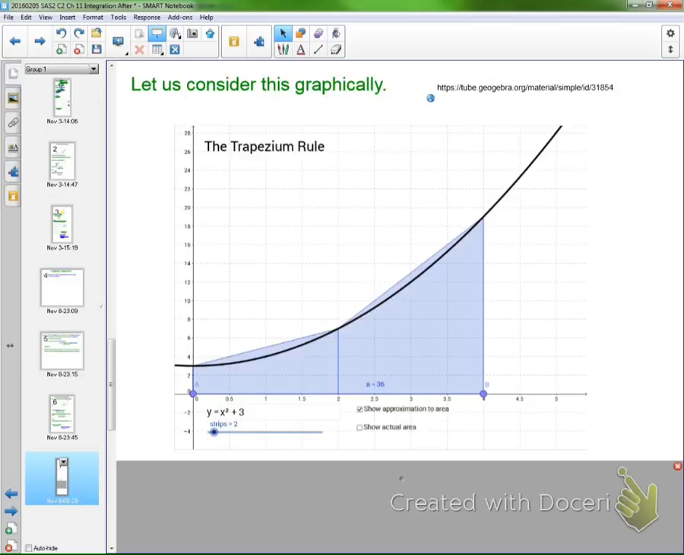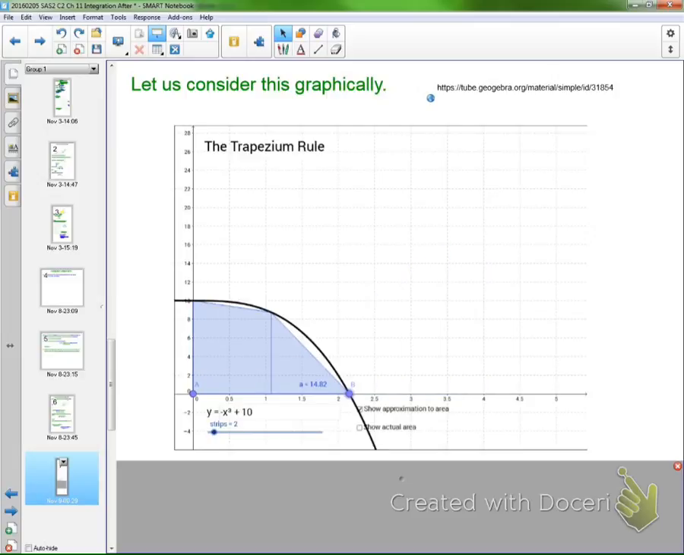However, if we consider a different function, like this one, negative x cubed plus 10, we have a different situation going on. Again, if we increase the number of strips, we get a more and more accurate representation of the area. However, at not very many strips, so just 2 or 3, we can see these gaps. So we have this gap here and this gap over here.